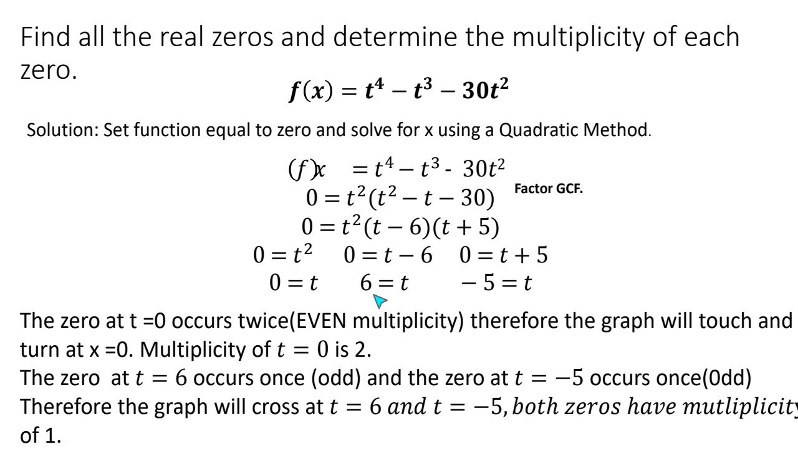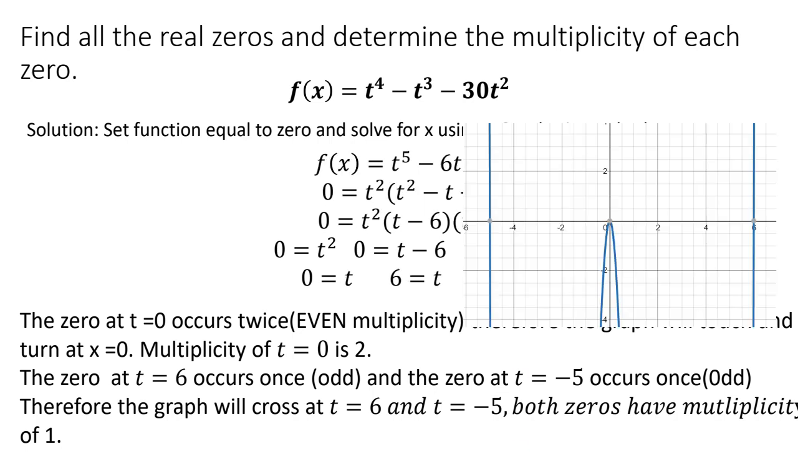At t equals 6, this appears only once, so that means our graph is going to cross. And at t equals -5, -5 appears once, so our graph is going to cross. I put the graph here so we can see that at t equals 0, it touches and turns. At 6 and -5, the graph is crossing. Okay. And then in a little bit, we'll apply the end behavior as well.